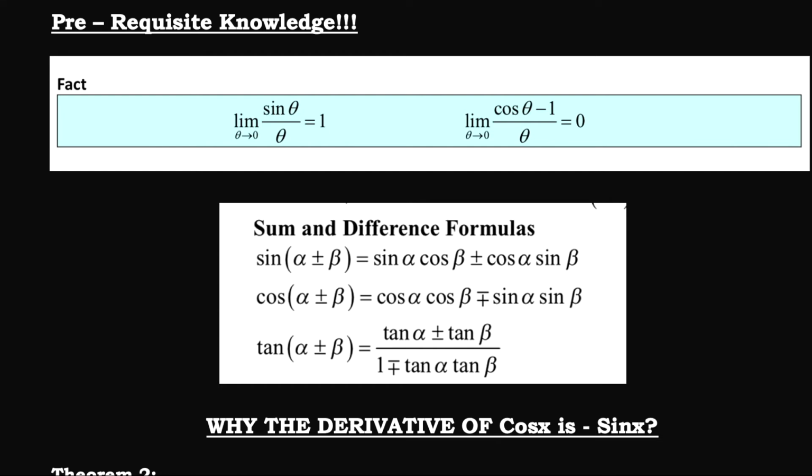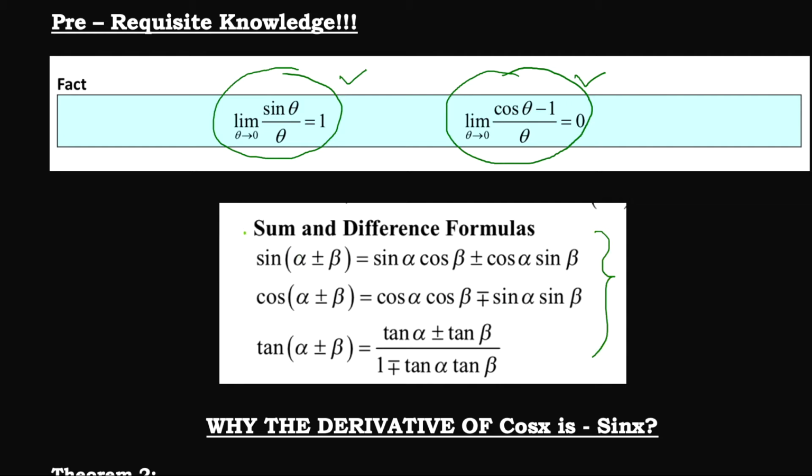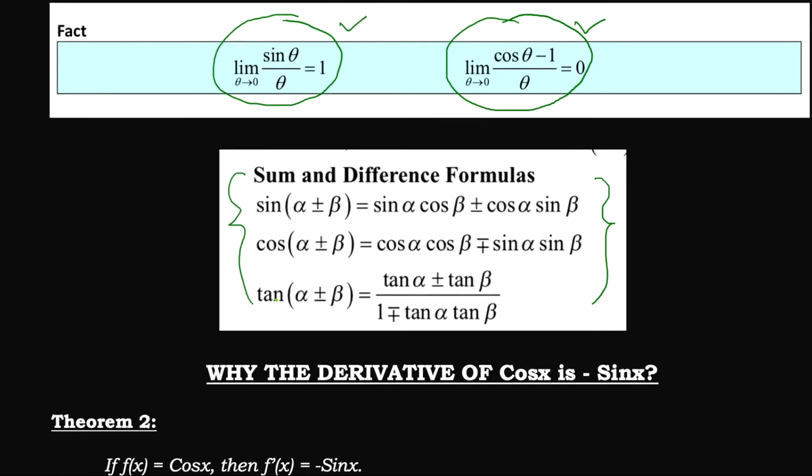Hi and welcome back everyone to our channel, and in today's video we'll be talking about the derivative still of trigonometric functions. Today I will show you why the derivative of cosine of x is equal to negative sine of x. As prerequisite knowledge, please remember that this limit from your pre-calculus subject is still applicable in our proof, plus the sum and difference formulas from your trigonometry in your previous subject. We'll be using them in the proof of our derivation for the derivative of cosine of x.